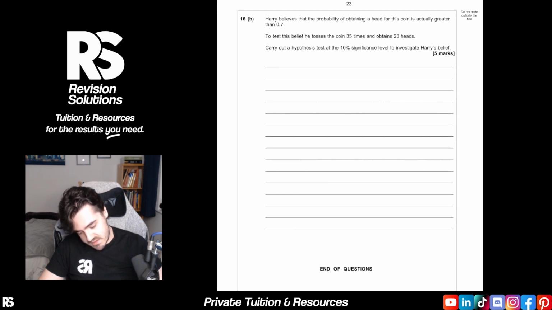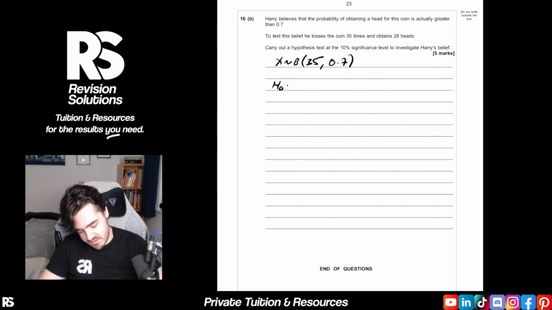Then 16b, it says, Harry believes that the probability of obtaining a head for this coin is actually greater than 0.7. To test his belief, he tosses the coin 35 times and obtains 28 heads. Carry out a hypothesis test at 10% significance level to investigate Harry's belief. So first, let's write down the distribution that's relevant for Harry's test statistic there. So that's going to be the binomial that we had before, except with a sample size of 35 now. And the probability of success is 0.7.